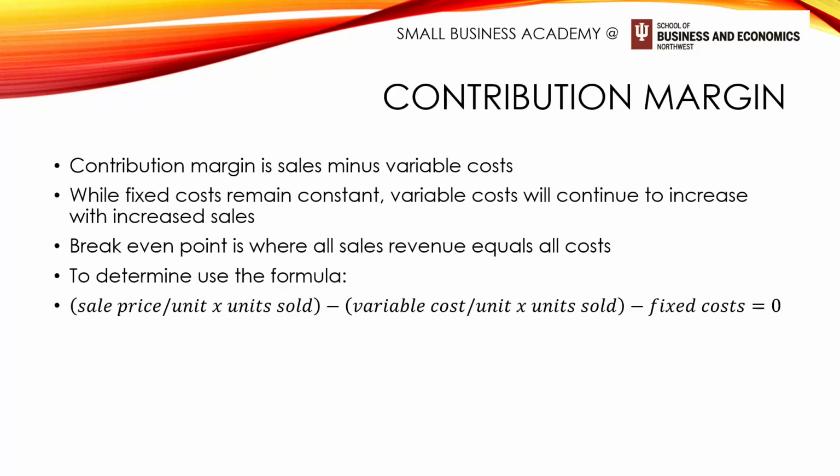Your contribution margin is sales minus variable costs. You can look at this at a per unit level by considering your sales price per unit minus your variable cost per unit, or as a whole by looking at all sales minus all variable costs. Remember, fixed costs should not change, but variable costs will increase with each additional sale. Therefore, our break-even is going to be the point where your contribution margin minus fixed costs equals zero.